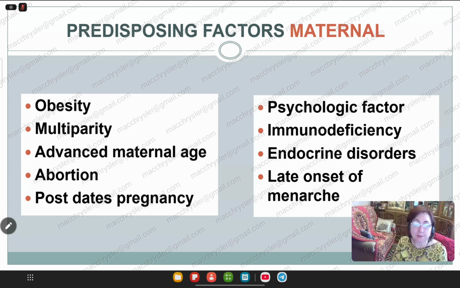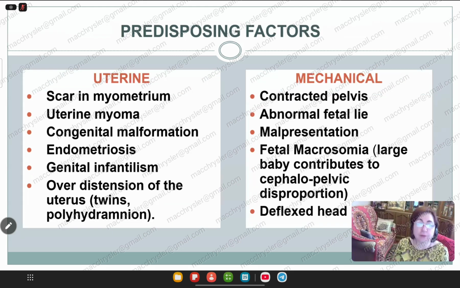Post-date pregnancy is associated with hormonal problems also, because it will be aging of the placenta, which produces hormones, and in post-date pregnancy, hormones already decline. About physiological factors, I told: immunodeficiency, endocrine disorder, late onset of menarche can also be a maternal factor.